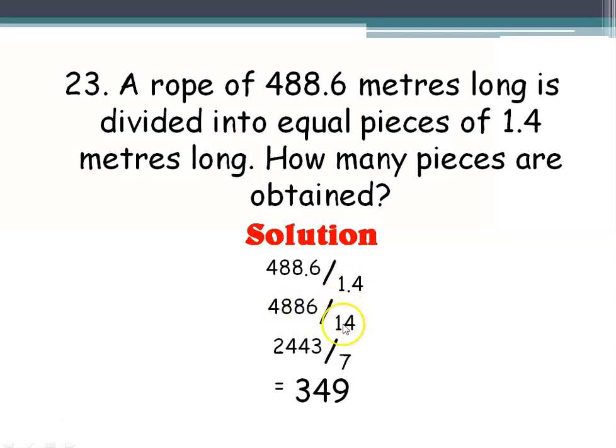Is that okay? And then I can still divide it further. 2 can go here 7, 2 can go here 2, 4, 4, 3. So you see that this will be easier now. And then I'll say 2443 divided by 7. That will give me 349. So that means I'm going to have 349 pieces if I divide this by 1.4. Is that taken? Alright.